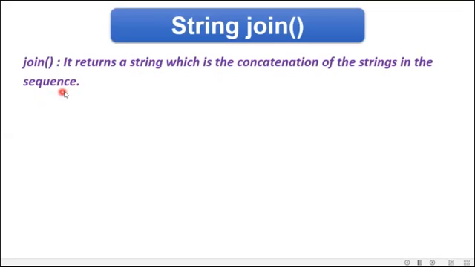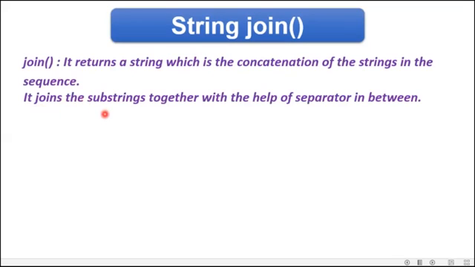So what do you mean by sequence? Sequence can be a list, it can be a tuple, or it can be a string. So any sequence we can take and we can join them together with the help of a separator. It joins the substrings together with the help of separator in between. Now my separator can be a full stop, it can be a hyphen, or it can be anything else.